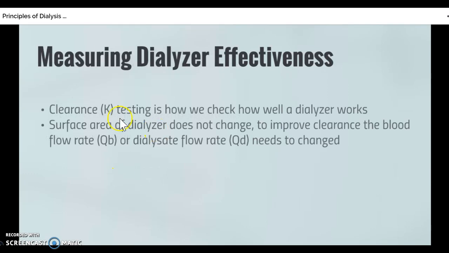Okay, you'll want to remember about effectiveness of the dialyzer. This is something that we talked about last learning plan, but you're going to keep seeing it over and over. You're going to hear the term clearance quite often. It's a test of how well the dialyzer is working. Not only the dialyzer, but also how well we're cleaning the patient's blood. So that is important to know. You'll see clearance quite often.